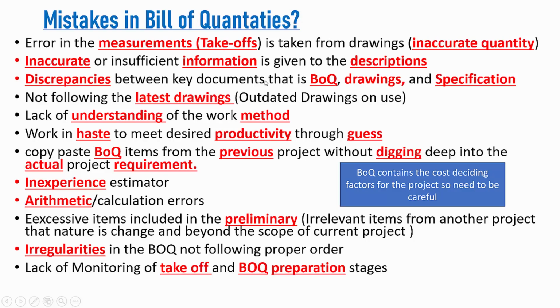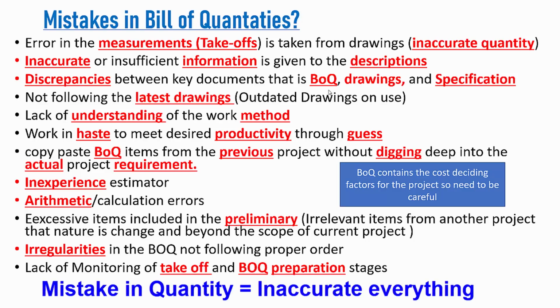But the thing is, for example, if you have a 10-meter length and inaccurately you are measuring it as 12 meters, or you are measuring it as 8 meters, it means that your takeoff or measurement is not correct. And the quantity is the basis of the bill of quantities. It means that if the quantity is wrong, your cost will be wrong, and if your cost is wrong, your total will be wrong.